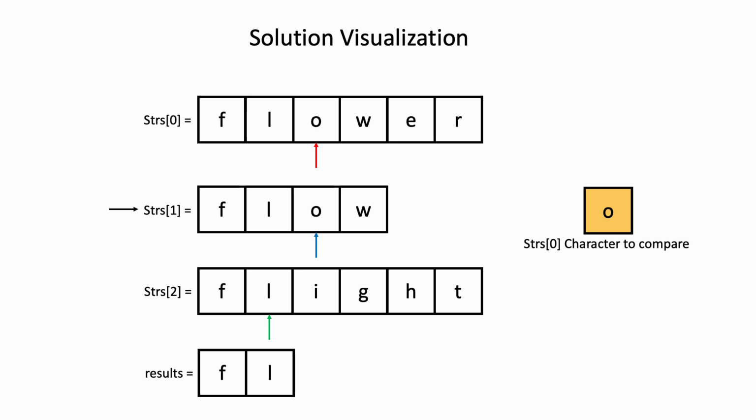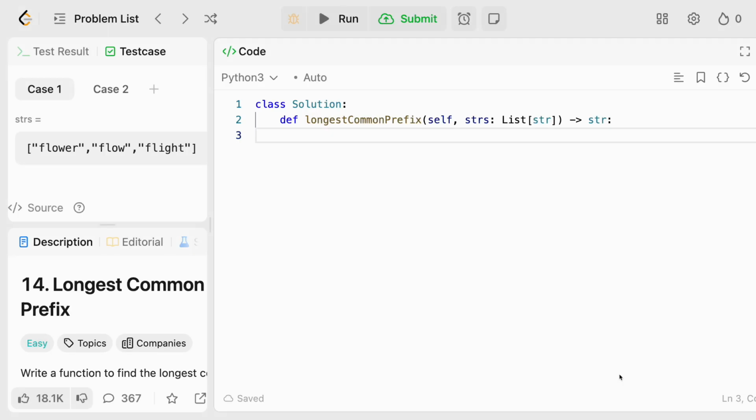We compare the third element of strs[1] and they match. We compare the third element of strs[2]. Now they don't match. So now we will simply return the results array as a string whose value will be FL.